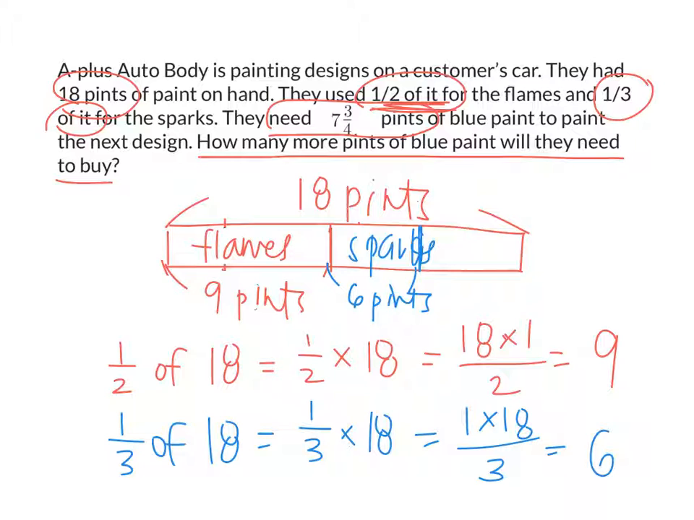If they use 9 pints for the flames and 6 pints for the sparks, how much did they use up altogether so far? 15 pints. 15 pints, because 9 plus 6 is 15. So how much do they have left over? 3 pints. How much do they need for their next project? 7 3/4 pints. If they only have 3 pints left, do they have enough?